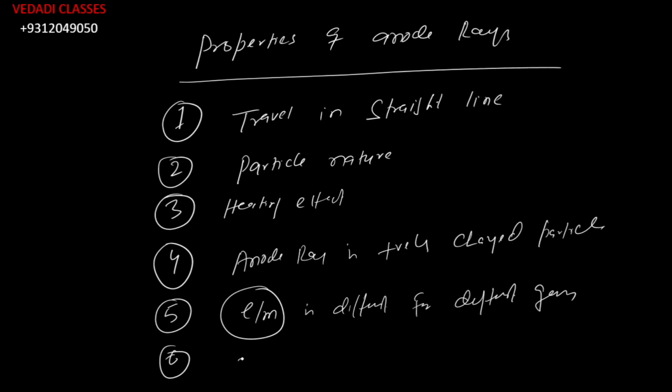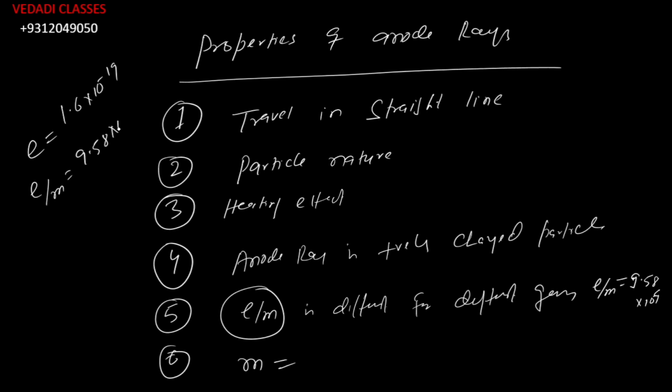Now, if you want to find out the mass of the proton, as you know, the charge of the electron is 1.6 into 10 power minus 19 coulomb, and the e by m ratio is fixed. The e by m ratio in this case is 9.58 into 10 power 4 coulomb per gram. It will vary for different gases, but it has been found to be 9.58 into 10 power 4 coulomb per gram.